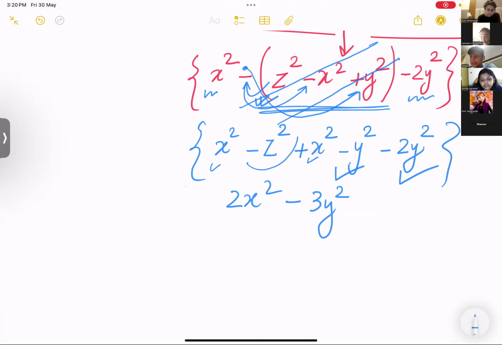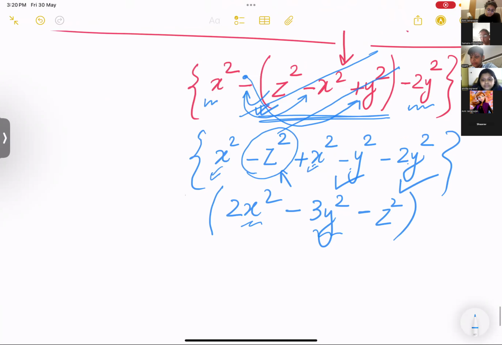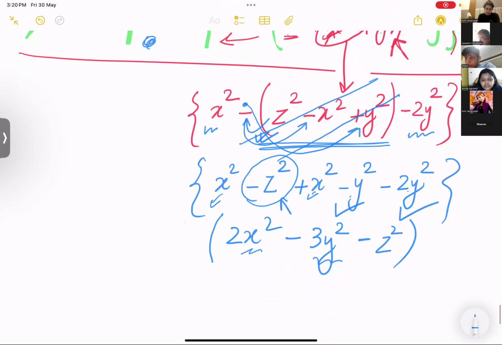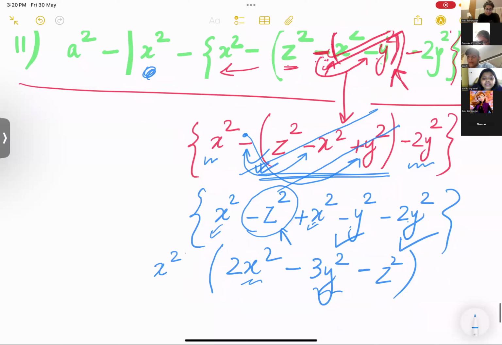Minus z square. We are left with minus z square from the top, right? We added x square, so x square is left below. Minus y square minus 2y square becomes a minus 3y square. I still have a minus z square and there is no other minus z square. I will write it just like this. And the curly bracket is closed. Now, what is left? This y square is left and this x square is left. I'm going to write x square plus y square. And then I have a square bracket.